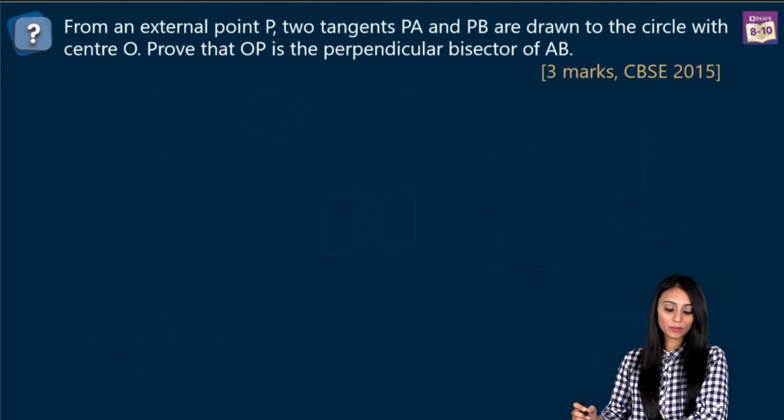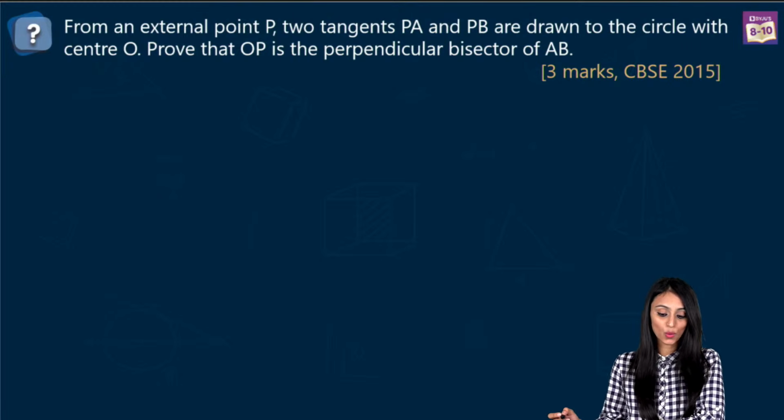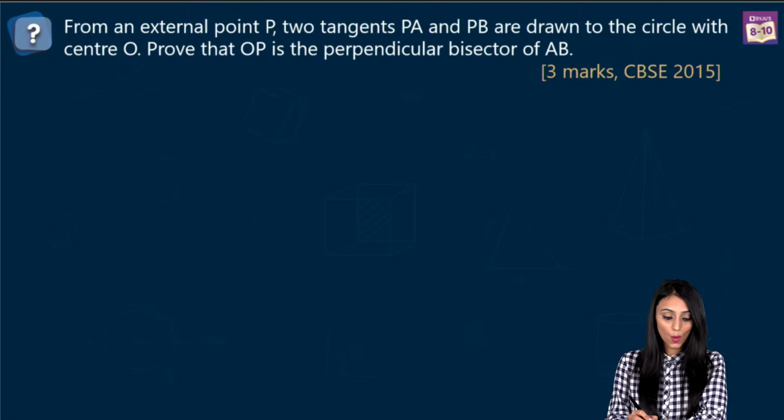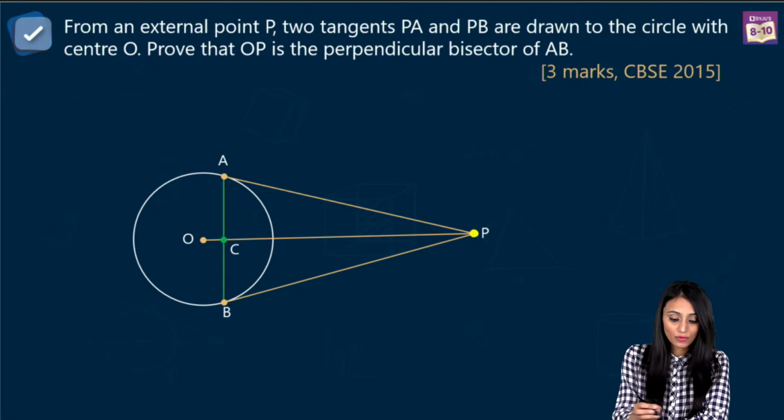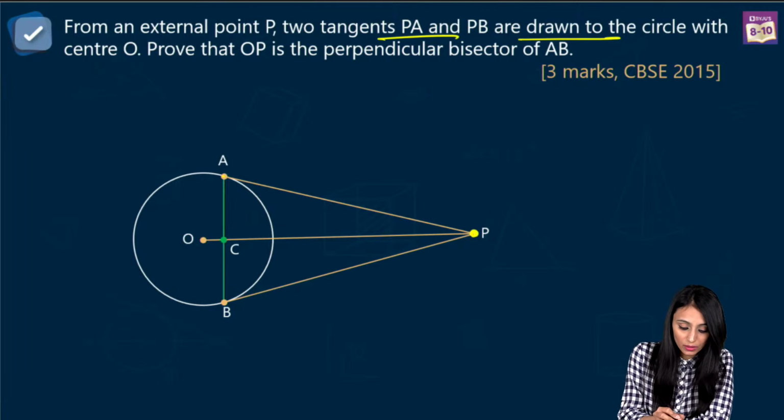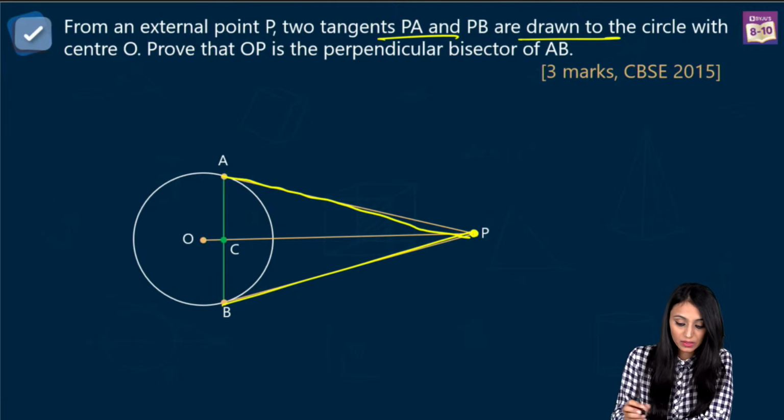From an external point P, two tangents PA and PB are drawn to the circle with center O. OP is the perpendicular bisector of AB. We need to prove this. See, first of all, we need to make a figure. We have a circle with center O. There is an external point P. From here, two tangents have been drawn. We need to prove OP is the perpendicular bisector of AB.